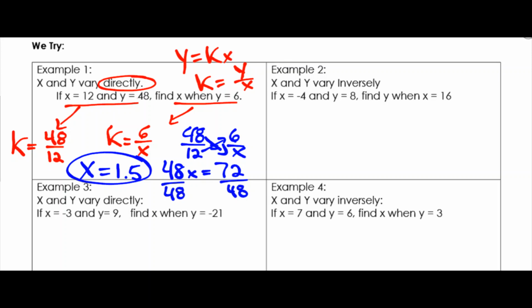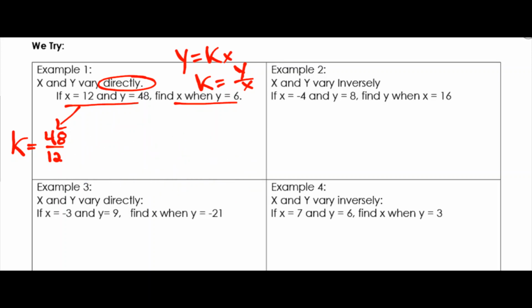Honestly, that seems like a lot of steps to me, especially after seeing what I know I'm supposed to get. So really, I'm going to rewrite this whole problem and solve it a different way. I'm going to leave this part because that's going to be useful to actually find the constant for this equation. I know that my constant here is 4.